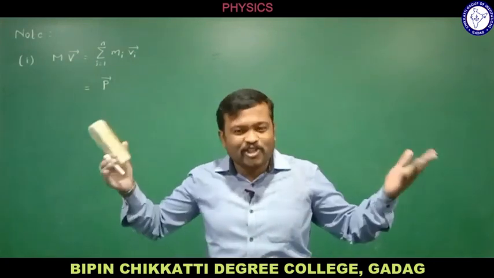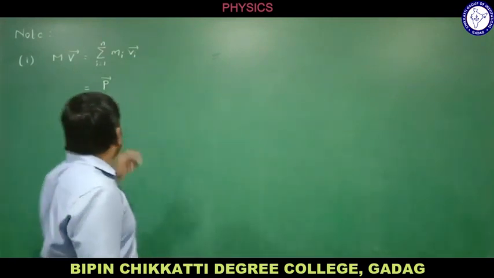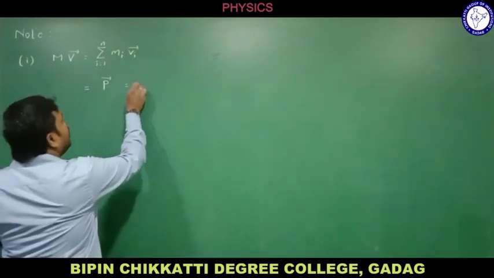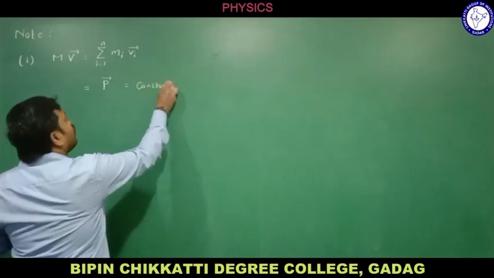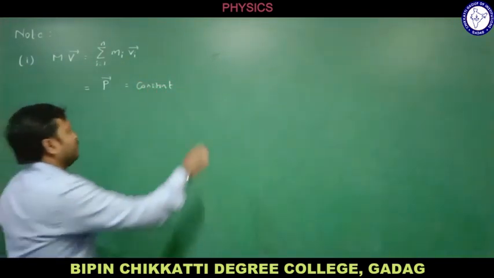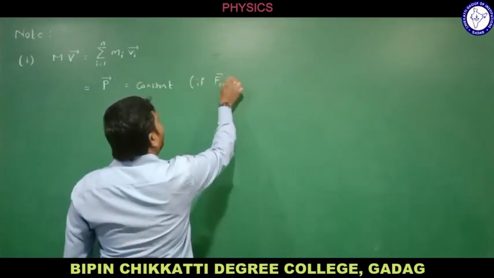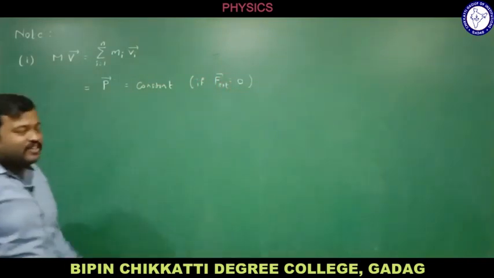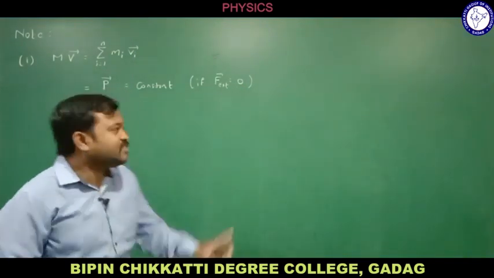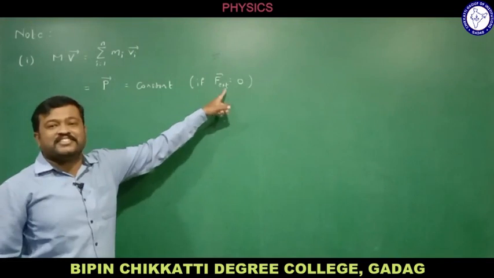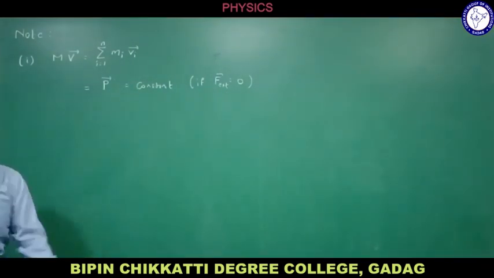Momentum of the system remains constant. That is what we derived in the last session, right? So we got momentum, and this momentum will be constant. When will it be constant? If the net external force is equal to 0. This is what the law of conservation of momentum says: if the net external force acting on a system is 0, momentum remains constant.